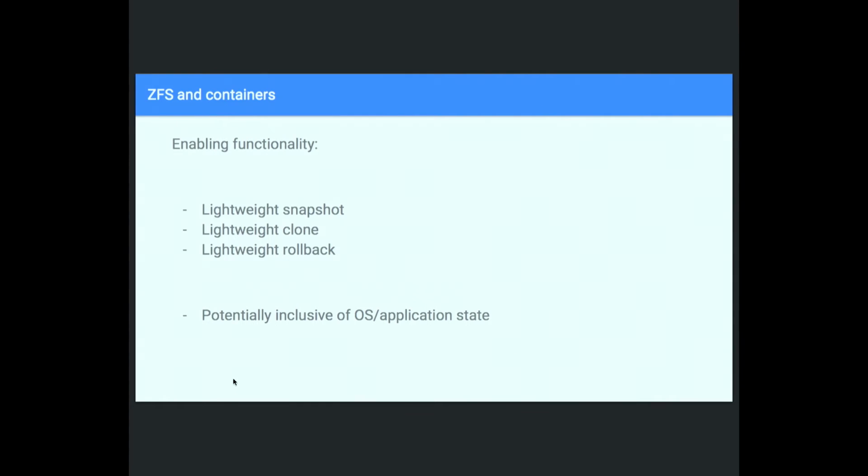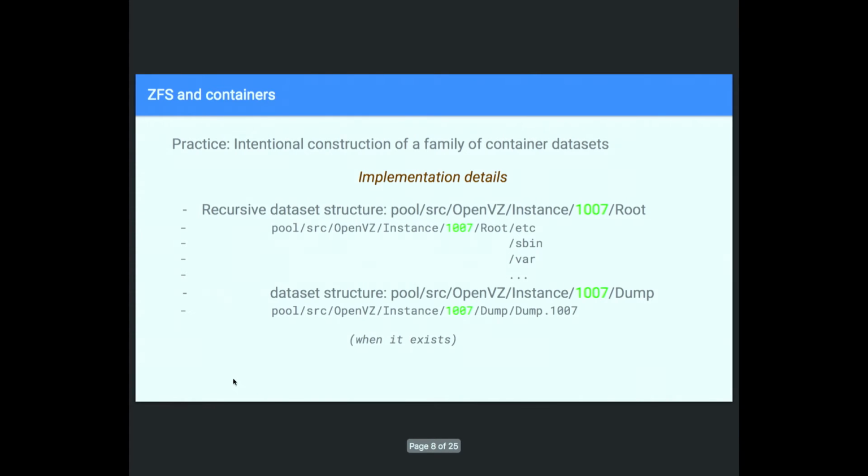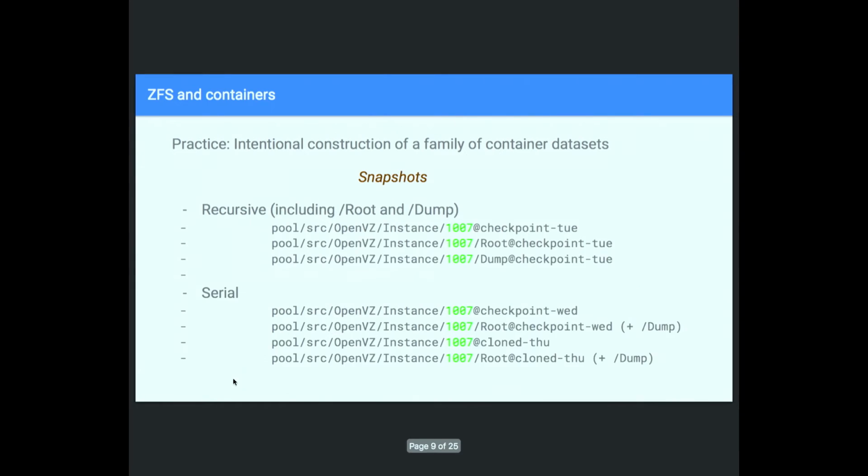So with ZFS and containers combined, we can do lightweight snapshot, clone, and rollback. And because we are leveraging OpenVZ, it can also include the state of your running system. When we take a snapshot that includes state, we do a recursive snapshot of the 1007 data set, and it includes a dump file that is the result of a VZ suspend. So we capture the state of your file system and also a single file image representing what was running at that time.